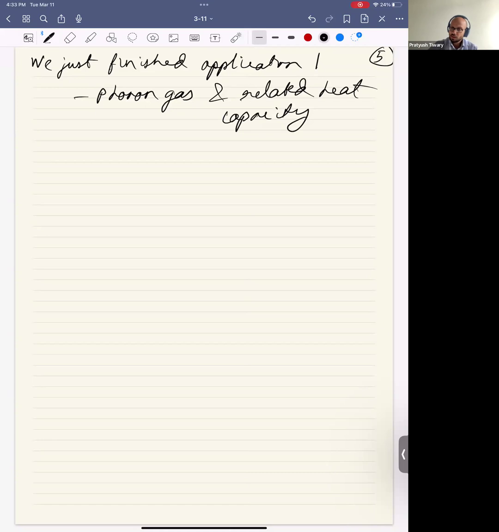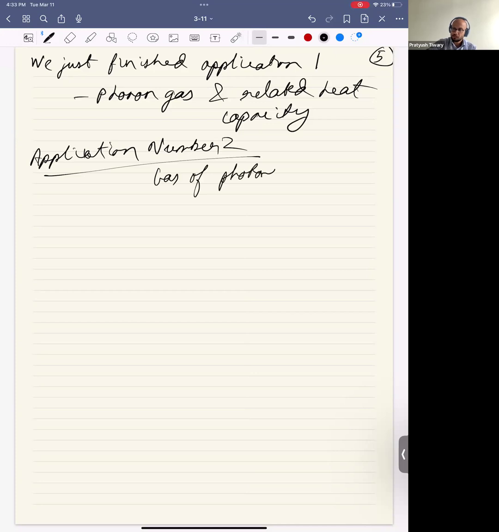So this was phonon. This was our first application. Our second application is quite interesting, or as interesting or more interesting, depends on you. Application number 2, we will be studying a gas of photons. This is also known as black body radiation.